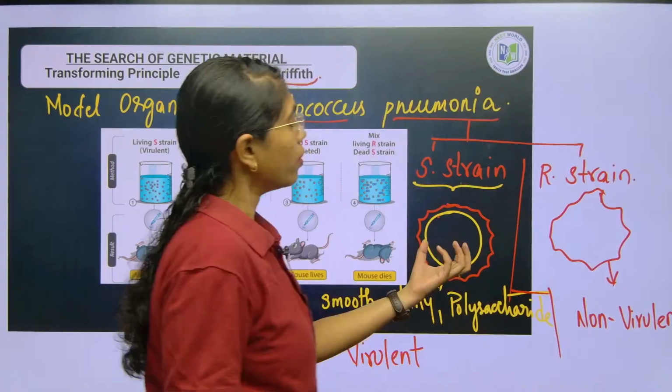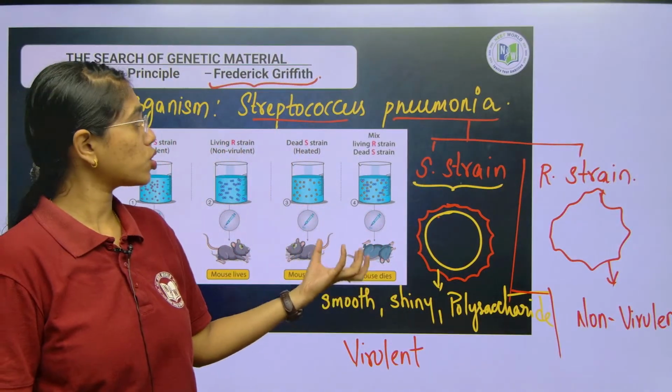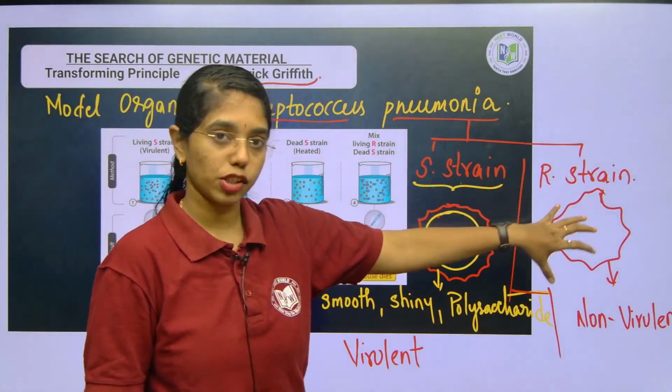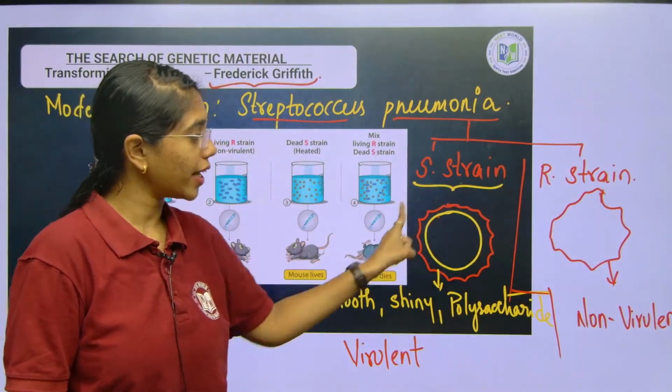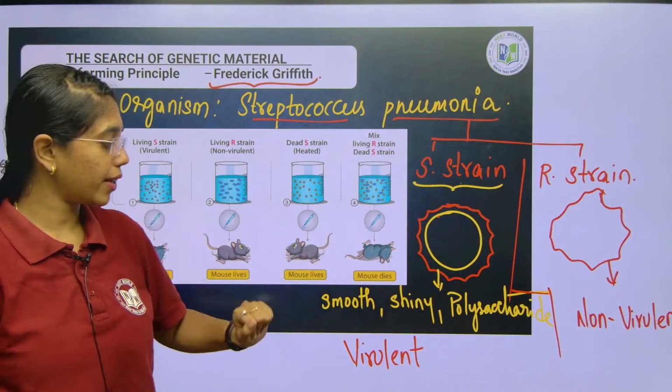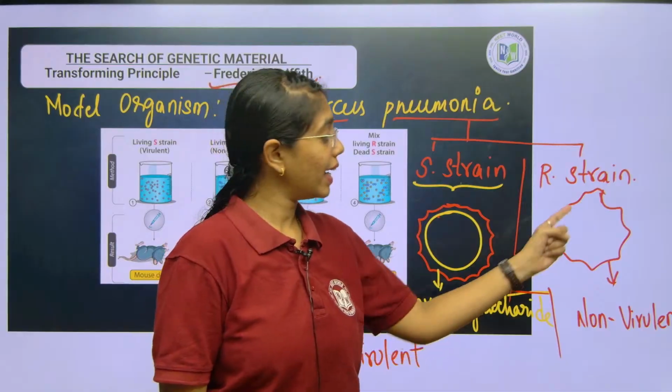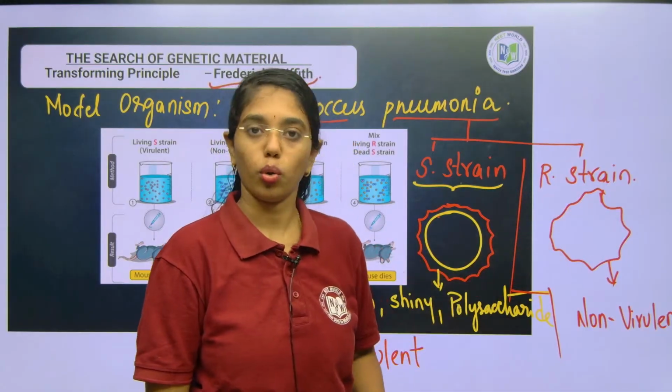Fine, right. So, we have got to know about two strains of Streptococcus pneumoniae. One is S strain and the second is R strain. S strain has a smooth shiny coat over it which is a polysaccharide coat and it is virulent, whereas R strain is non-virulent. It does not have any protective coat over it.